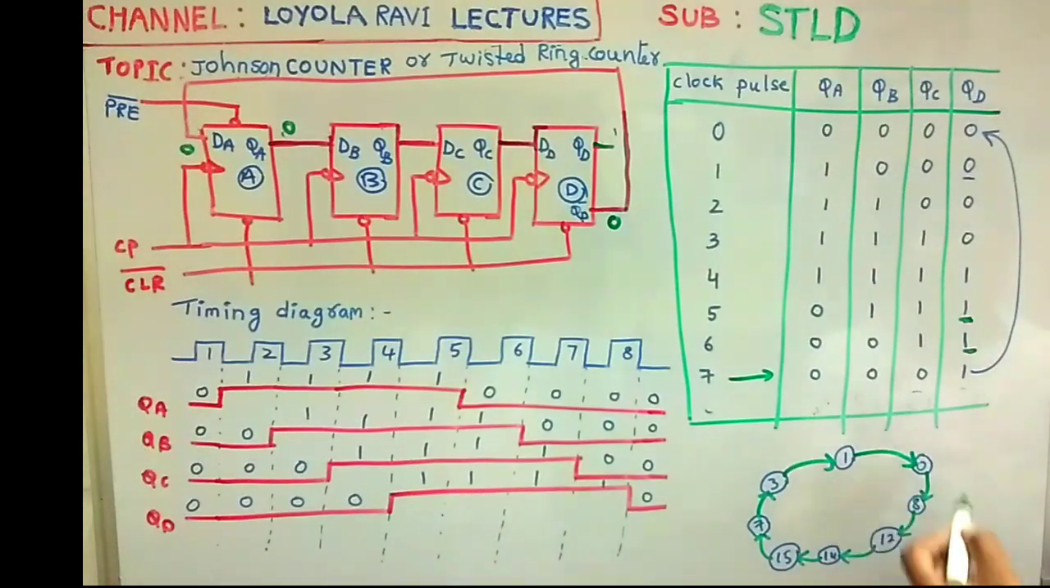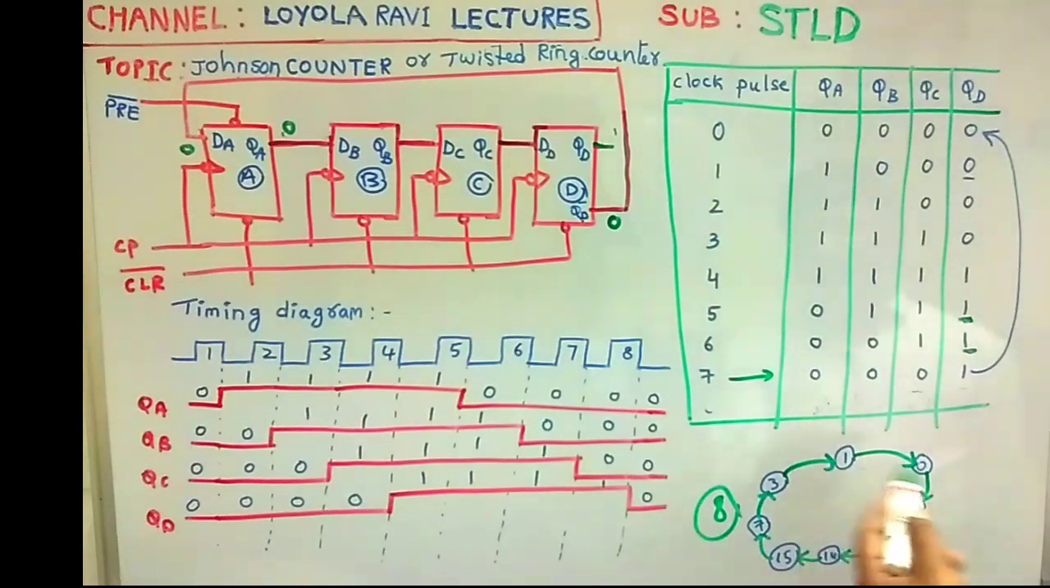So the total number of states for this Johnson counter are 1, 2, 3, 4, 5, 6, 7, 8 states. So it is a 4-bit 8-state counter, a 4-bit 8-state Johnson counter or twisted ring counter. If you write this state diagram, it is easy to find the next states by applying the different clock pulses. Okay, so this is about the truth table.